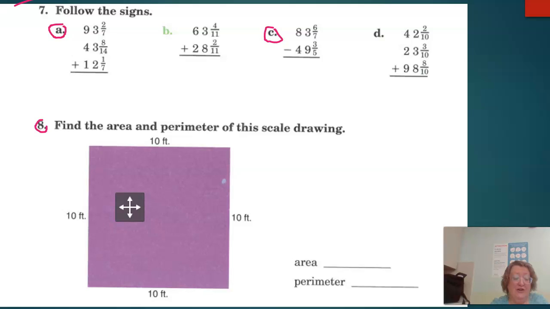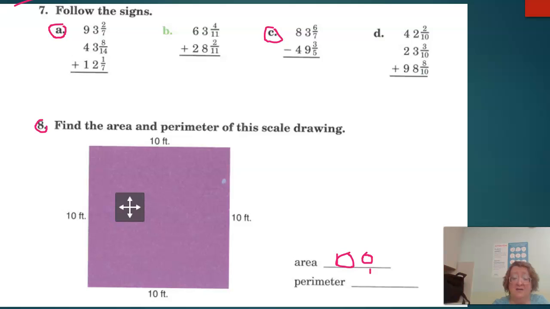All right, so let's take a moment now and have everyone do A, C, and number 8. All right, letter A should be 149, and letter C, 34 and 9/35. Now down here, if we did area, which is side by side, it would be 10 by 10 times 10, which would give us 100 square feet.